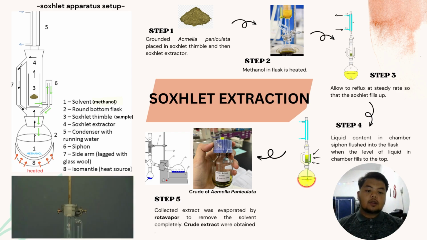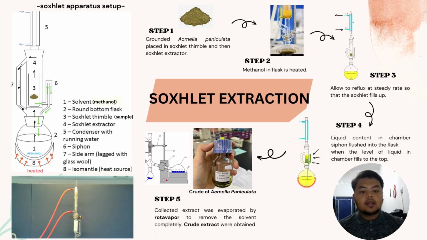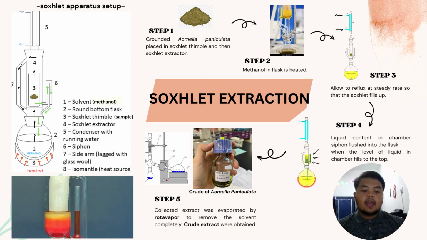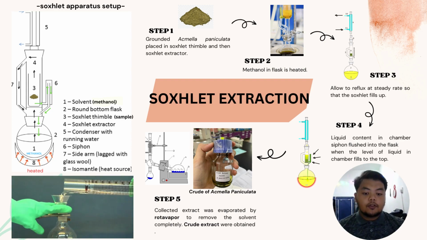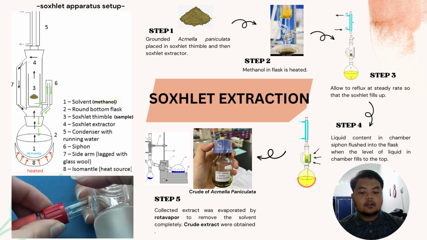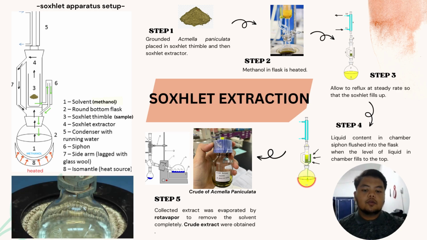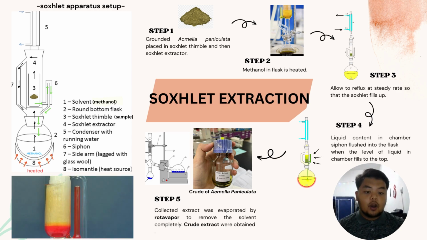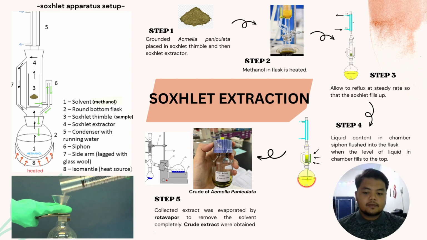Step 4, the liquid contents in the chamber siphon flush into the flask when the level of liquid in the chamber fills to the top. And the last step, which is the fifth step, is that the collected extract is evaporated by rotavapor to remove the solvent completely. And lastly, we obtain the crude extract. You can see I provide to you the crude of Acmella paniculata for our project. And you can see the video highlight of our project.